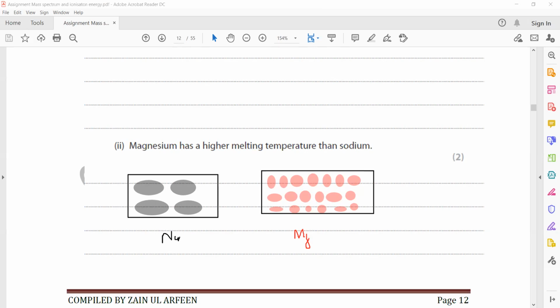So how do we explain this difference, why magnesium? The first thing you will mention is that magnesium ions are smaller. Then what happens as the ions are smaller? Magnesium ions have greater attraction towards the delocalized electrons.